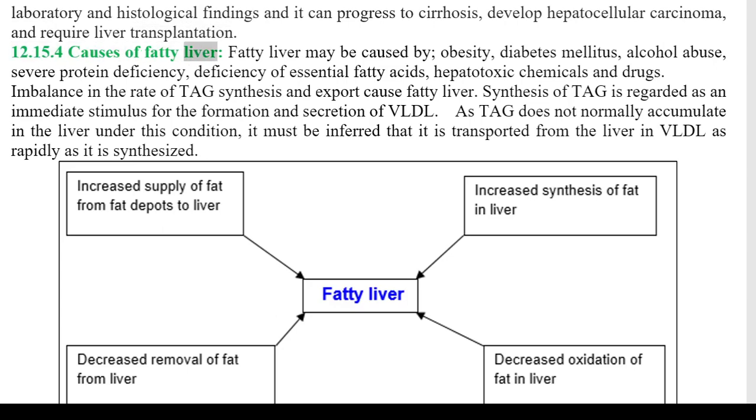2.15.4 Causes of fatty liver. Fatty liver may be caused by obesity, diabetes mellitus, alcohol abuse, severe protein deficiency, deficiency of essential fatty acids, hepatotoxic chemicals, and drugs. Imbalance in the rate of TAG synthesis and export causes fatty liver. Synthesis of TAG is regarded as an immediate stimulus for the formation and secretion of VLDL. As TAG does not normally accumulate in the liver under this condition, it must be inferred that it is transported from the liver in VLDL as rapidly as it is synthesized.